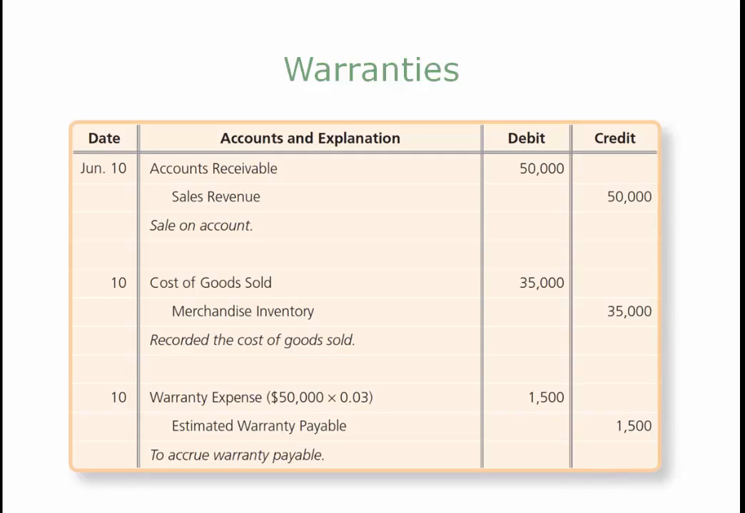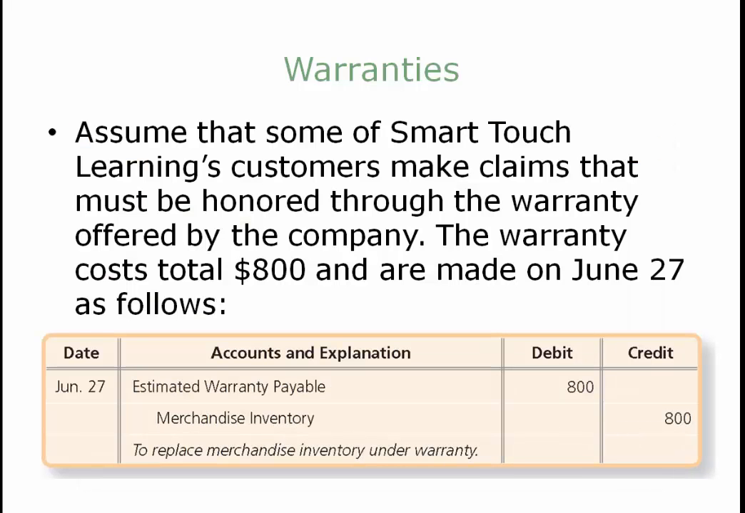The first part is the journal entry for the sale, which you're familiar with. It's a debit to accounts receivable and a credit to sales revenue. And you're going to debit cost of goods sold, and credit merchandise inventory. And then you also have this warranty expense and warranty payable of $1,500.